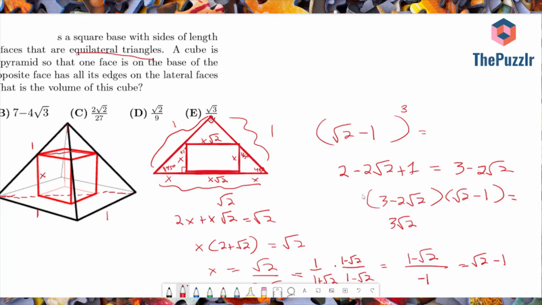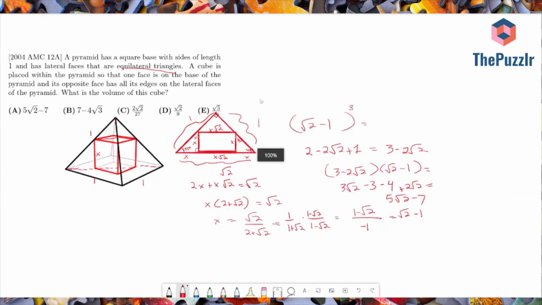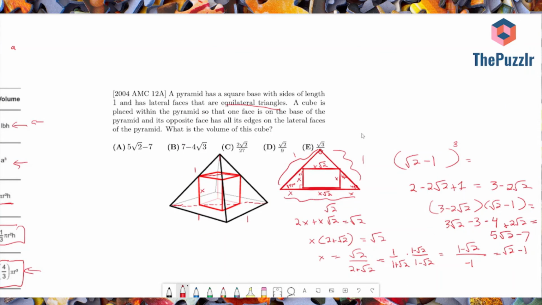What else do we have? Then we have minus 3. Then we have minus 2 root 2 times root 2, which is minus 2 times 2, so minus 4. And then finally we have minus 2 root 2 times minus 1, which is plus 2 root 2. This gives us 5 root 2 minus 7. Is that an answer choice? Sure enough, it is. So the answer to this problem is 5 root 2 minus 7.